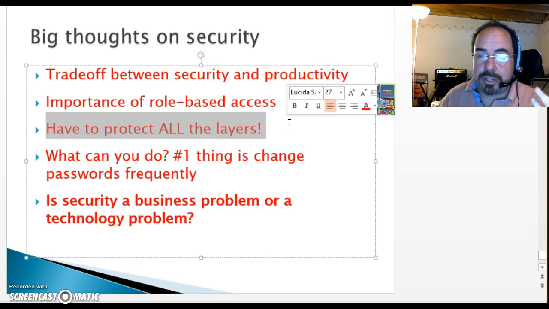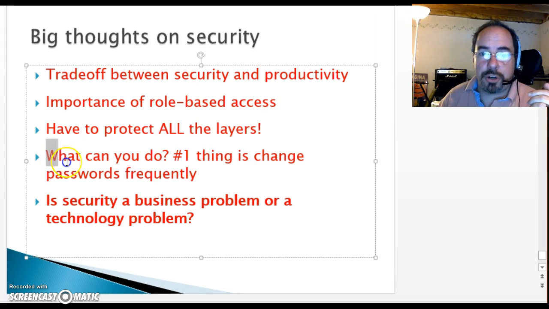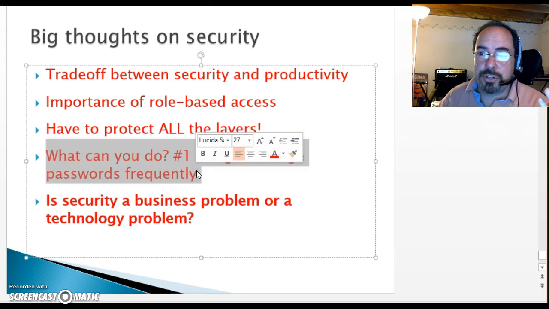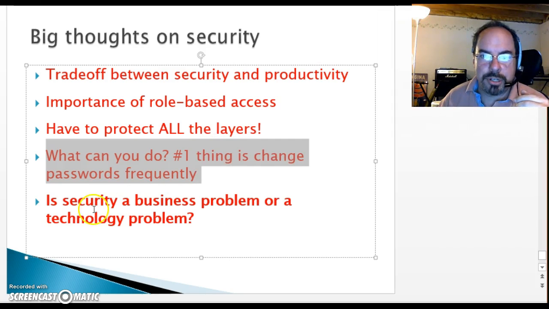Protecting all the layers. Again, layers are so important to coming up with a comprehensive security plan. Changing your password frequently sounds stupid, but this is the best thing you can do. Proactively change your password often, even if you're not forced to change your password, and get your users to practice good password hygiene. You have to teach them. Don't mock them. Just teach them why it's important.